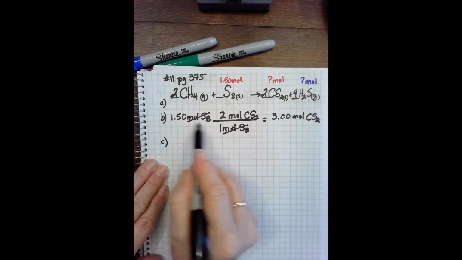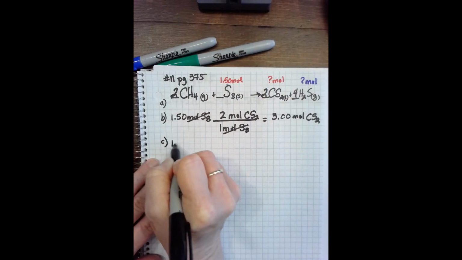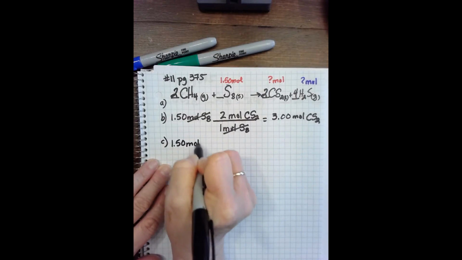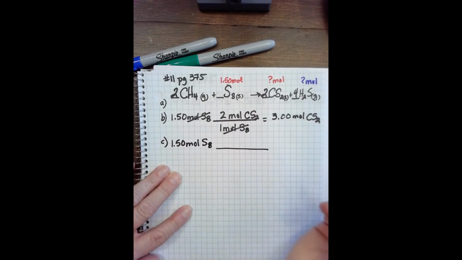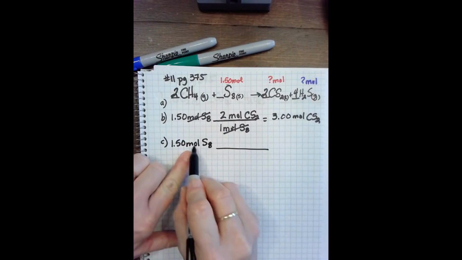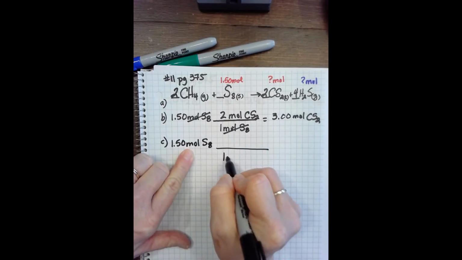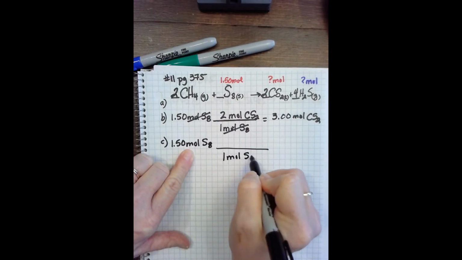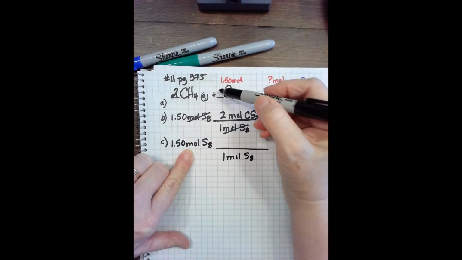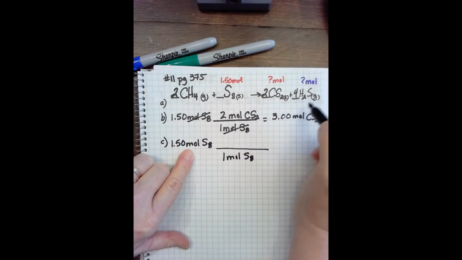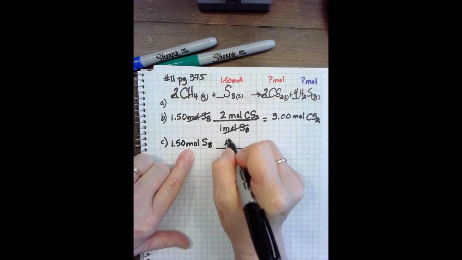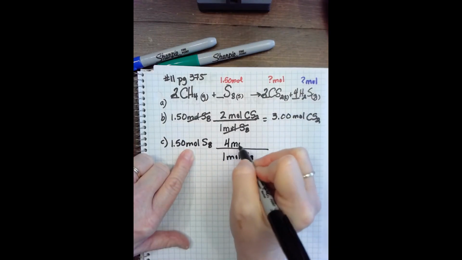I'm going to start with the same information that I was given to begin with. 1 mole of S8, because that was my given data. Then I'm going to write the mole ratio. So I want this information to go away. So 1 mole of S8, because the balanced equation says it's 1, understood 1. 1 mole of S8 produces 4 moles.